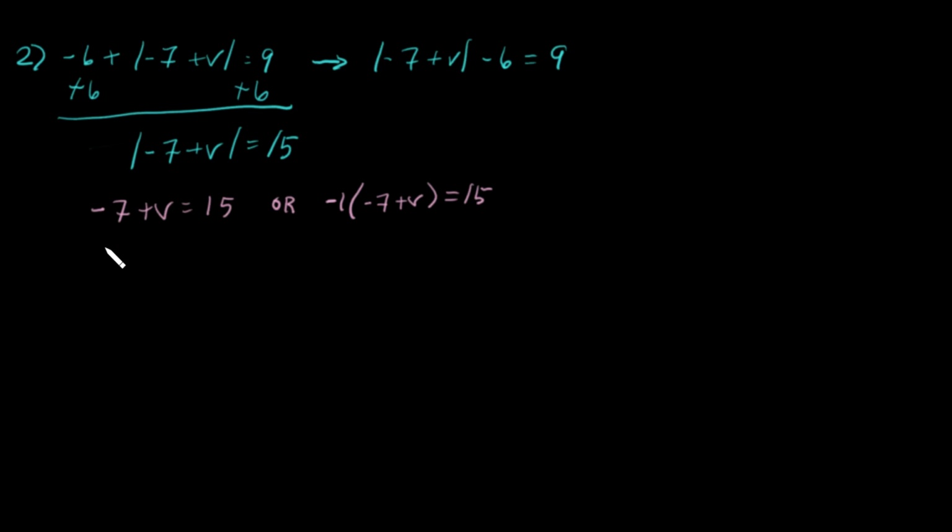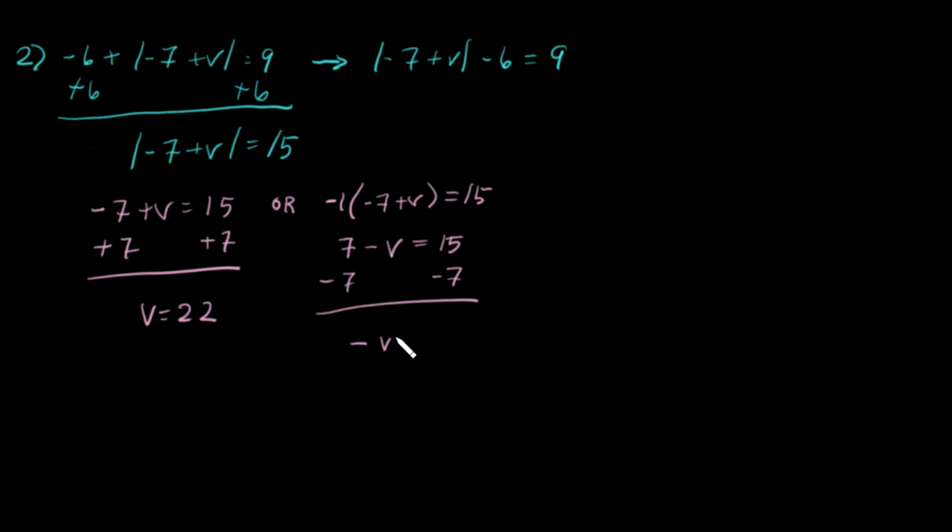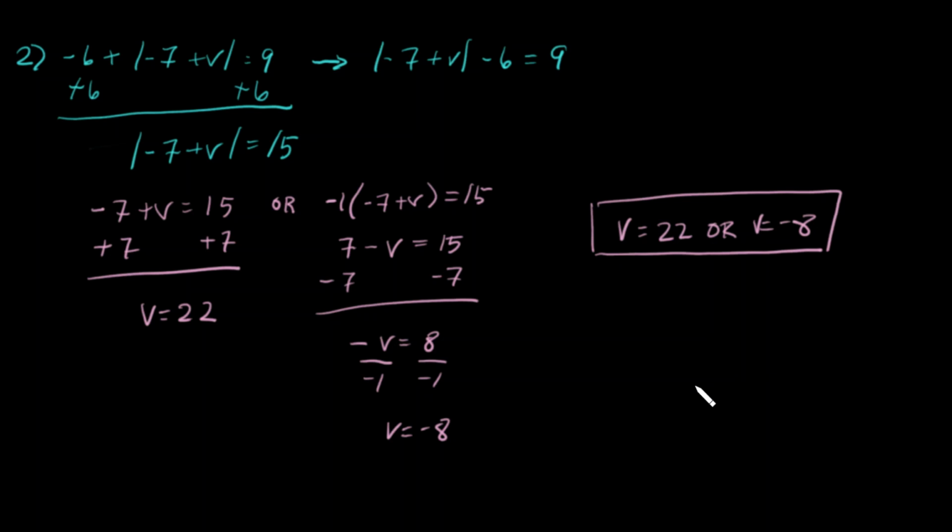Let's go ahead and solve both of the equations. On this one, we just add 7 on both sides, so we have v equals 22. On this equation, I'm going to distribute this negative, so I get 7 minus v equals 15. Subtract 7 on both sides, so I get -v equals 8. Divide both sides by -1, so I get v equals -8. So my answers are v equals 22 or v equals -8.